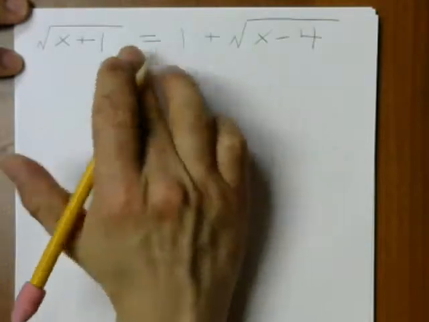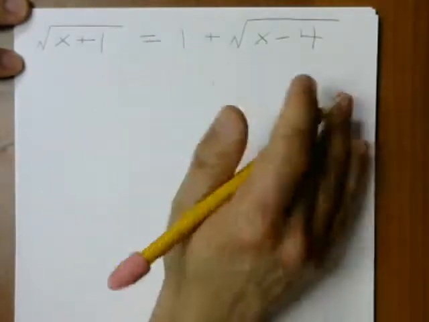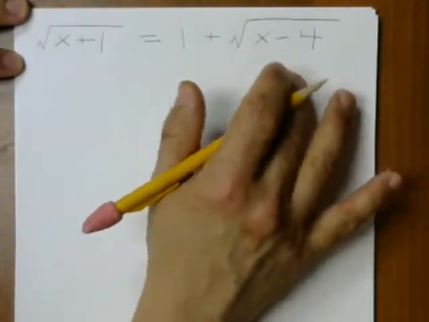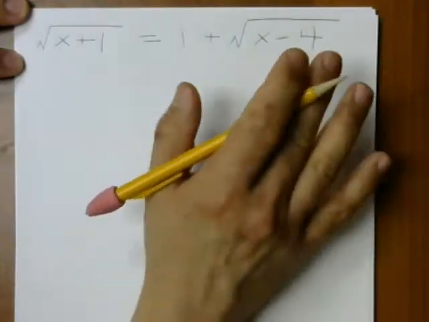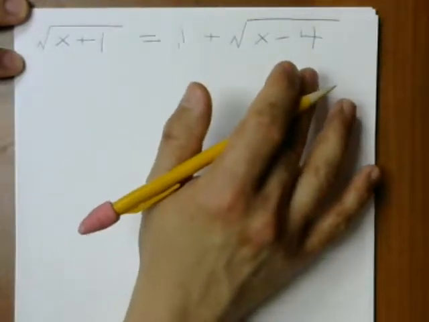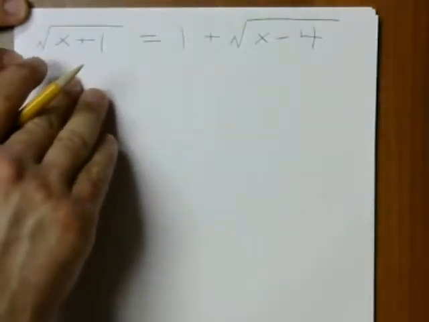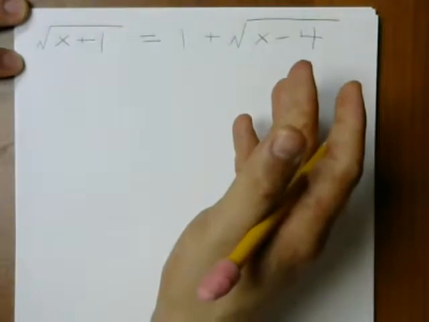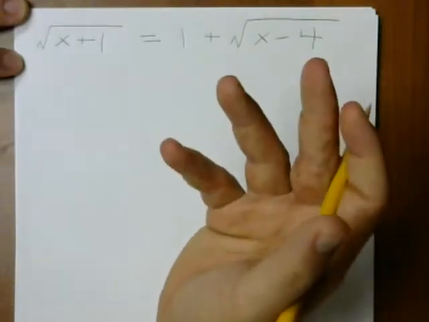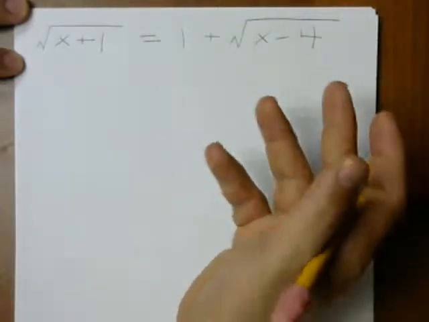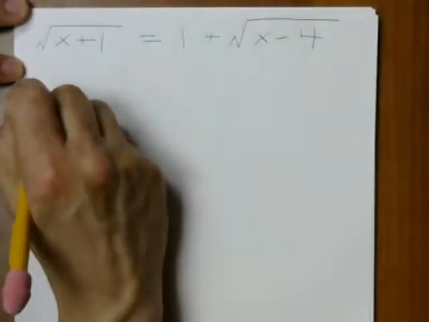Well, I could move the 1 over to the left and I could square both sides. That would help me with this root x minus 4. Or I could leave things where they are and square both sides. That would help me with the x plus 1. So I have to make a choice. They're both about equivalent in how much grief they will cause me in the next step. So let's just square things as they are.